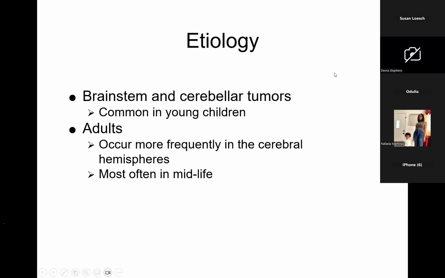Let's go back. All right, so brainstem and cerebellar tumors are common in young kids, particularly if mom was exposed to carcinogens during the development. Most of that embryonic development is happening within that first 8 weeks. So let's say mom worked somewhere where she was exposed to something that would cause harm to the baby. During that time, this could cause these kids to develop these tumors. Tumors in adults usually happen during midlife, and adults are affected more frequently by tumors in the cerebral hemisphere.